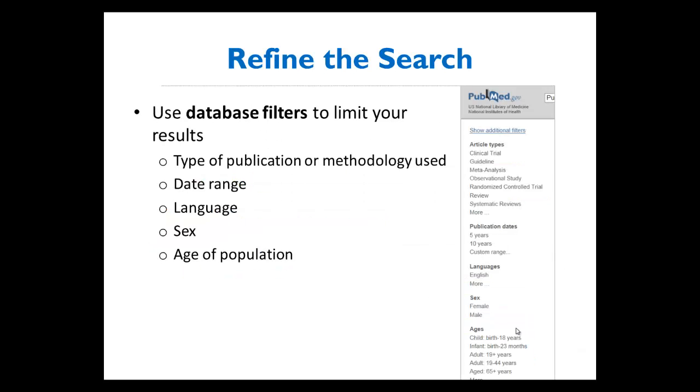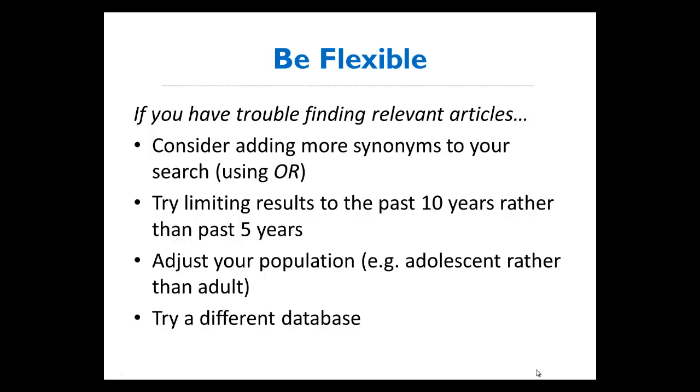Finally, after you've completed your search, you can focus your results by adding database filters. These might include type of publication or methodology, date range, language, sex, age of population, and more. An example from PubMed is shown on the right. Keep in mind that you may need to modify and refine your search a number of times before you get it just right. Most importantly, you need to be flexible when you search.